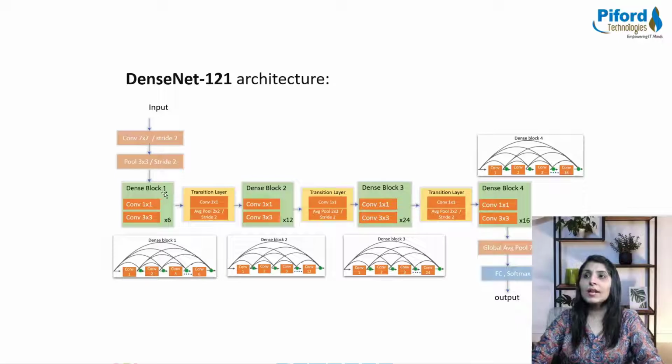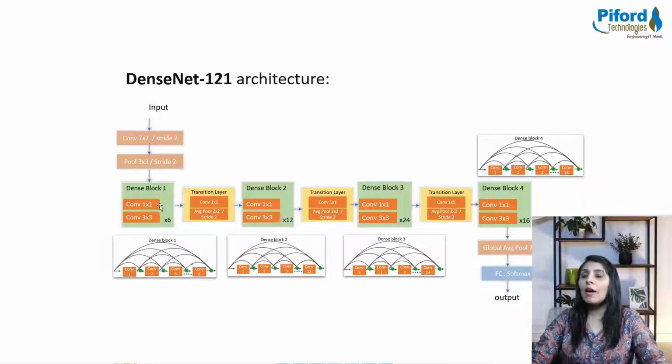You can see we have 4 dense blocks, these green blocks, 1, 2, 3 and 4. Inside every dense block we have a different number of convolutional layers. In dense block 1 we have 6 convolutional layers, a conv 1 by 1 and a conv with a filter size of 3 by 3. So we have 6 such layers. In dense block 2 we have 12 convolutional layers, in dense block 3 we have 24 convolutional layers, and in dense block 4 we have 16 convolutional layers. So in DenseNet 121 we have 4 dense blocks.